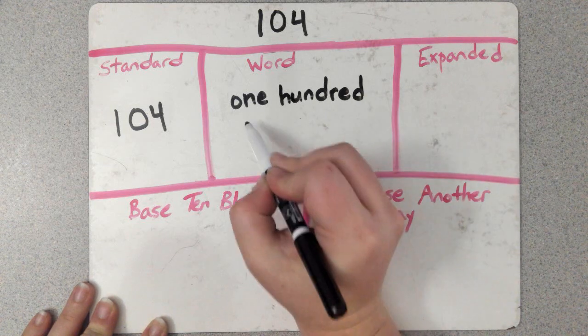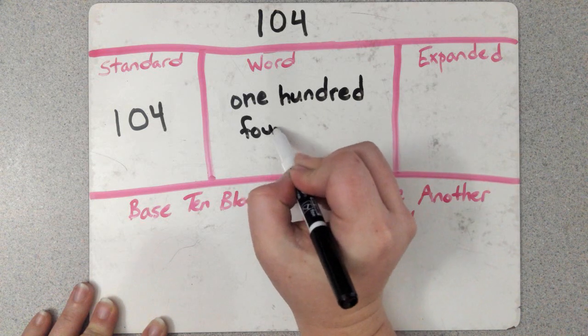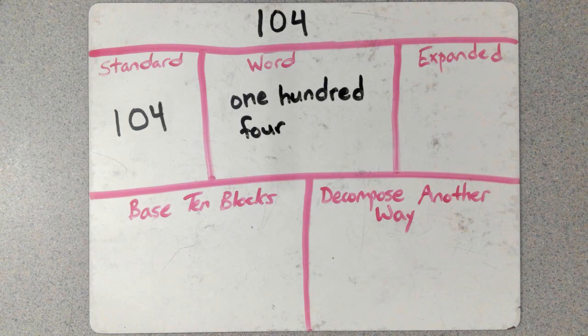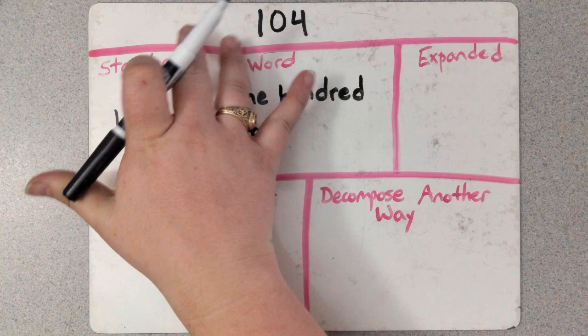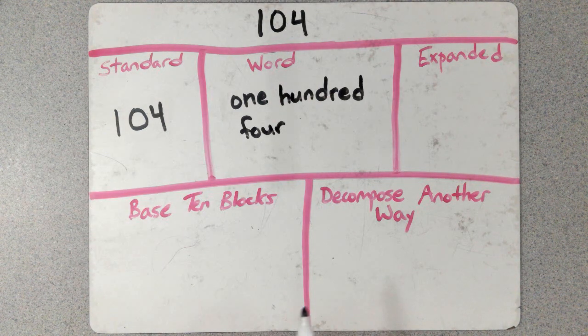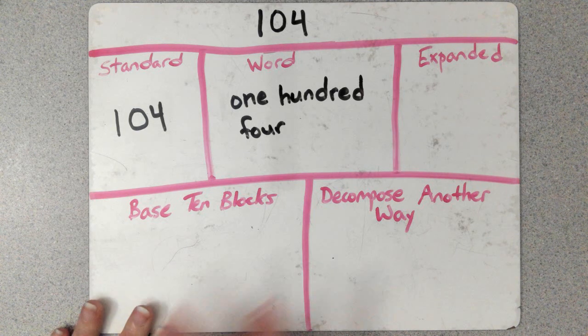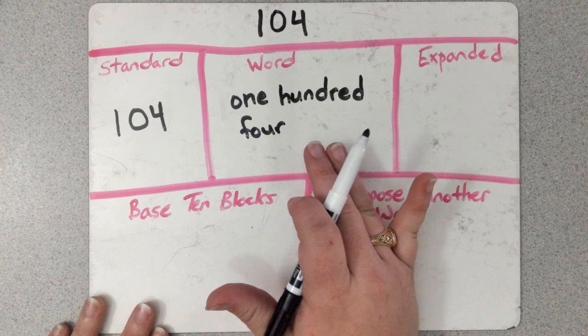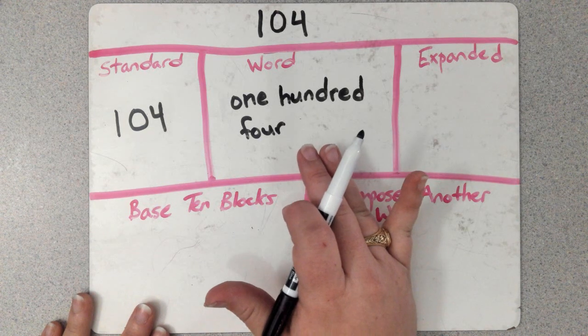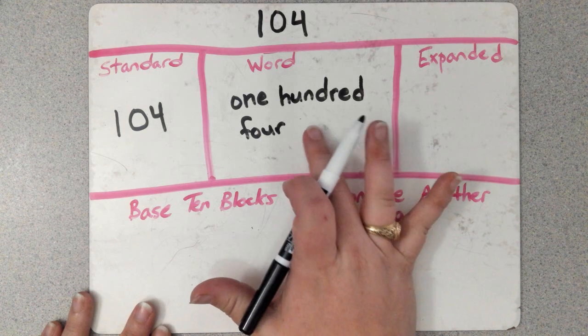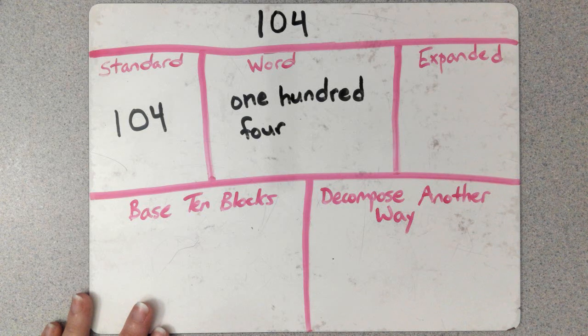It's important that we don't say the word and in the middle of our numbers because these whole numbers don't have parts, and the word and actually is represented by the decimal point. So this would not be 104, it's just 104. So that's one thing we're really working with our kiddos on as well.